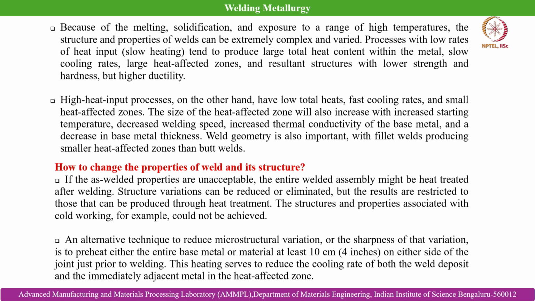Processes with low rates of heat input, that is slow heating, tend to produce large total heat content within the metal, slow cooling rates, large heat affected zones and resultant structures with lower strength and hardness, but with higher ductility. Whereas high heat input processes have lower total heats, faster cooling rates and small heat affected zones. What are some examples of high heat input processes? We will discuss them in detail later. However, for your knowledge, I can name laser beam welding and electron beam welding.